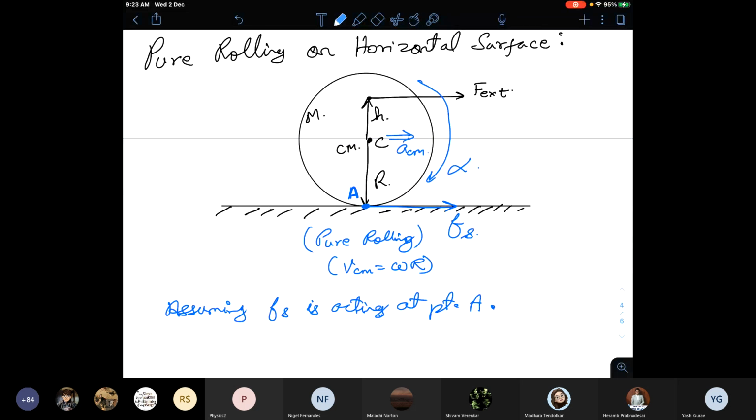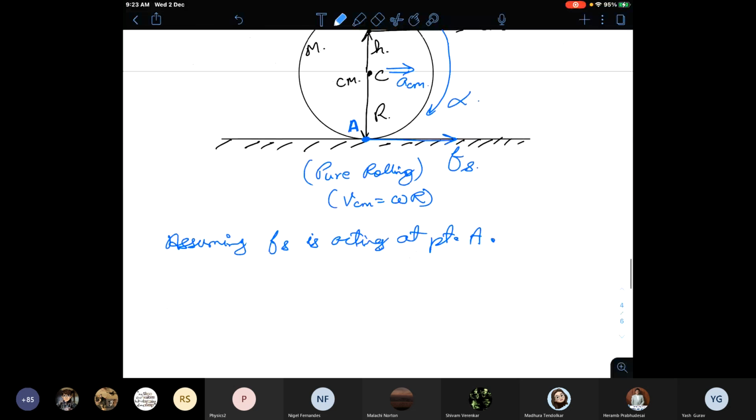Now if I'm talking about translatory motion, what I can say is that F net is equal to M a_cm. I can write this equation for translatory motion. And what about rotational motion? I can write net torque is equal to I alpha. For rotational motion, net torque is equal to I alpha.